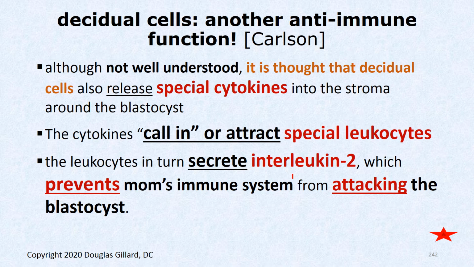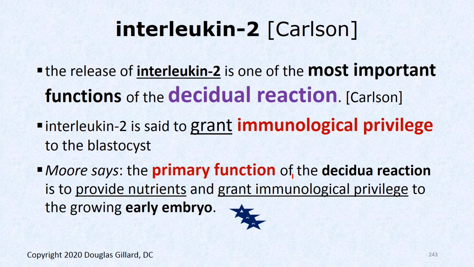This interleukin-2, some authors think this is the most important one, but it kind of grants the embryo some immunological privilege where the immune system backs off. Mom's immune system says, okay, this is not a virus. Somehow it knows. Carlson says the release of interleukin-2 is one of the most important functions of the decidual reaction. Okay, Moore says, contradicting a little bit, that the primary function of this decidual reaction is providing nutrients and granting immunological privilege. So he just kind of covers that as the decidual reaction. So that's kind of a weird thing to say.